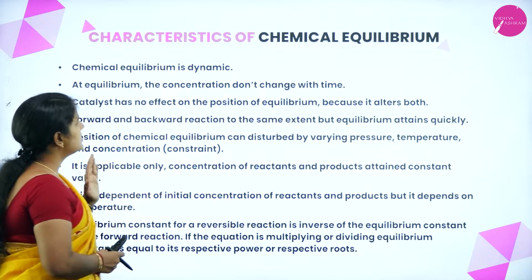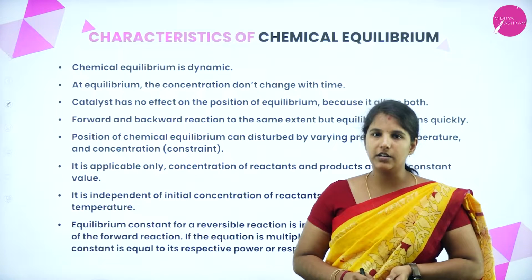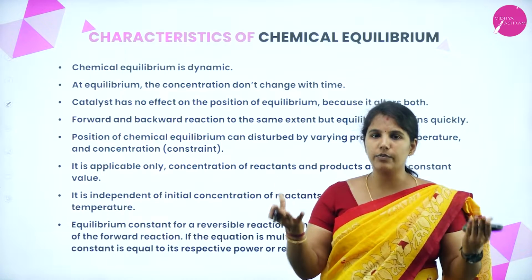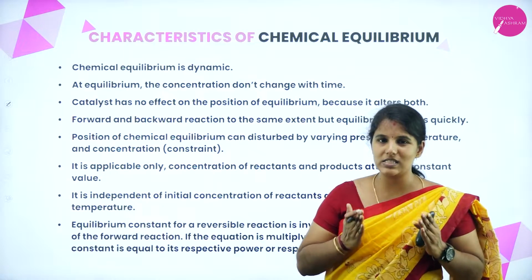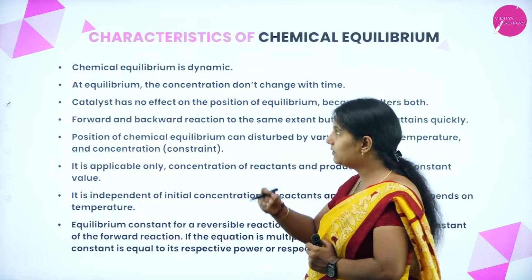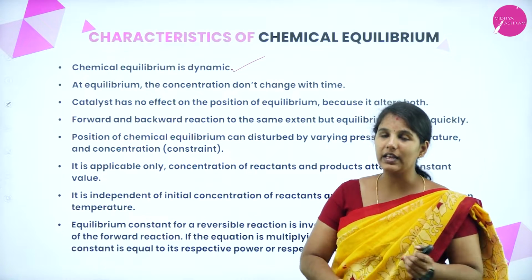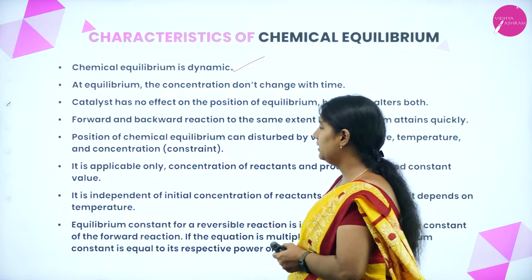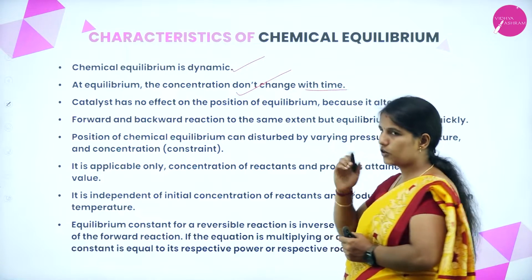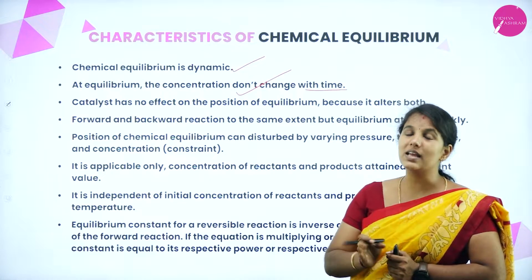Next, we will see the characteristics of chemical equilibrium. As we have understood, at a particular instant of time, two opposing processes are occurring simultaneously. Such a state is called equilibrium. Since we are dealing with a chemical reaction, the chemical equilibrium is dynamic in nature. At equilibrium, the concentration does not change with time. The concentration will not alter.